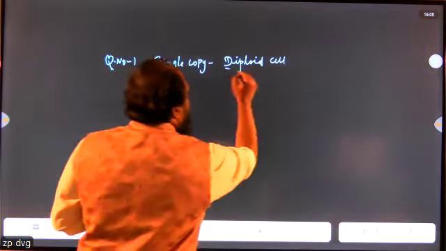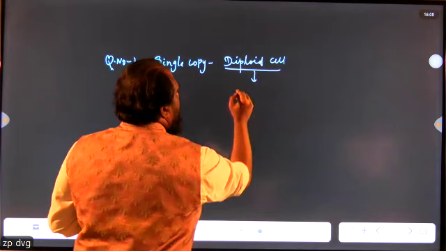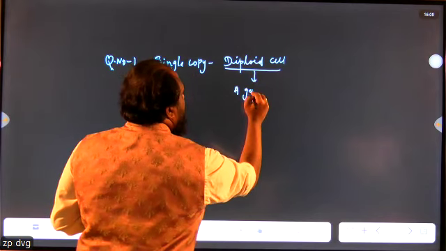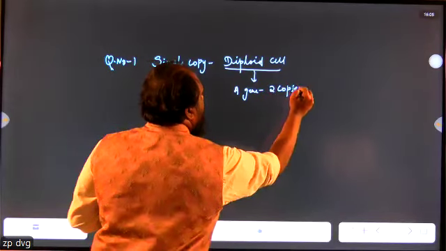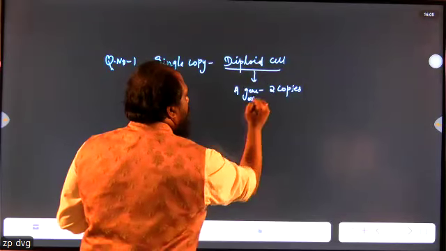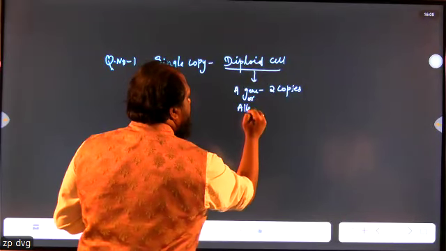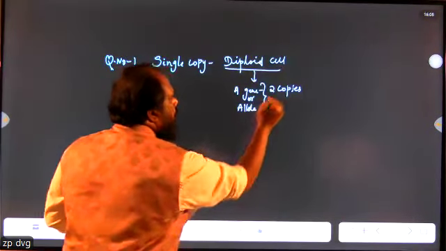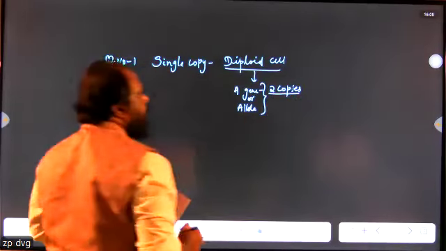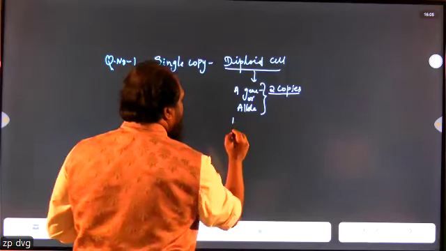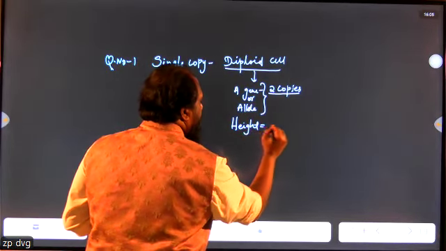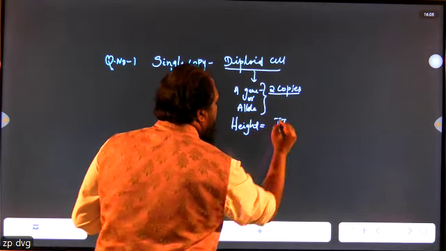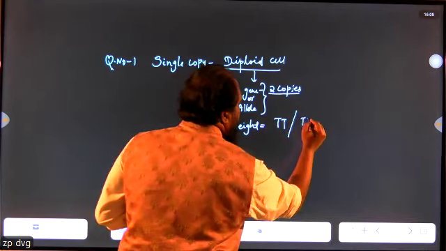See, normally in a diploid cell, a gene will have two copies. I can use the word gene or I can use the word allele. How many copies will be there? There will be two copies. For example, if you want to find out a gene for the character height, I should write capital T, or capital T small t.